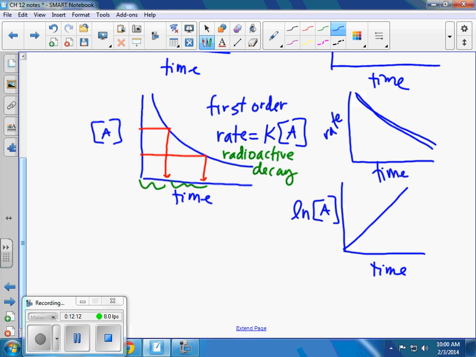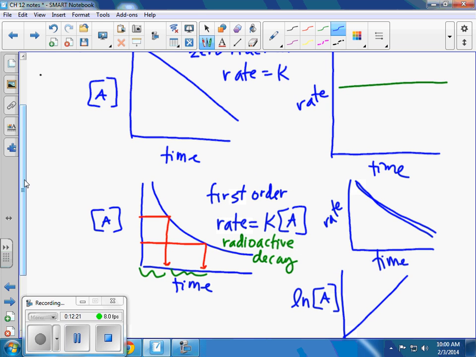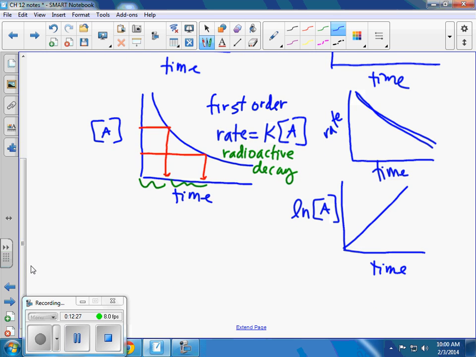Now, remember we talked about that we have to do this experimentally. So you can get your experimental values and plot them, and if my rate over time is straight, then I know I have a zero order. If I take the natural log of my concentrations over time, because I can do that in lab, and get a straight line, then I know I have a first order reaction, and it's going to decay in half-lives. We're all talking about the rate of decay.